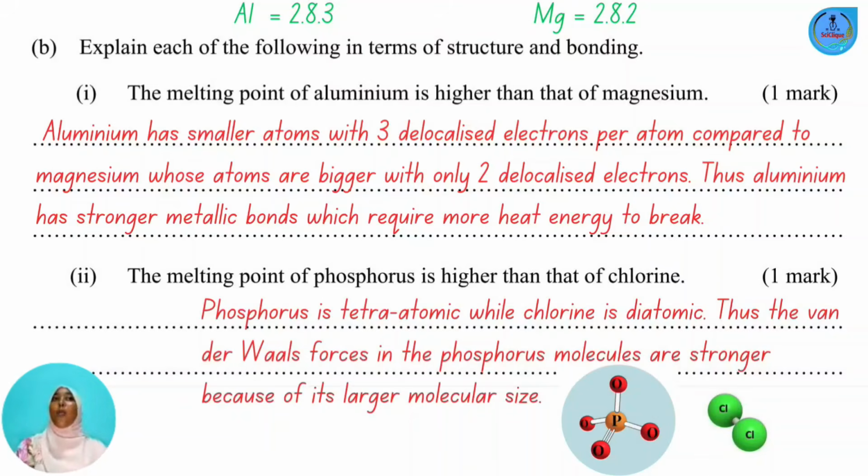So in this case, with the phosphorus molecule being larger, automatically that is going to make it have stronger van der Waals forces, which are going to require more heat energy to break. Hence, the higher melting point. Chlorine, on the other hand, the chlorine molecule will be smaller in size because it only contains 2 chlorine atoms. And therefore, the van der Waals forces are going to be weaker. Hence, the lower melting point.